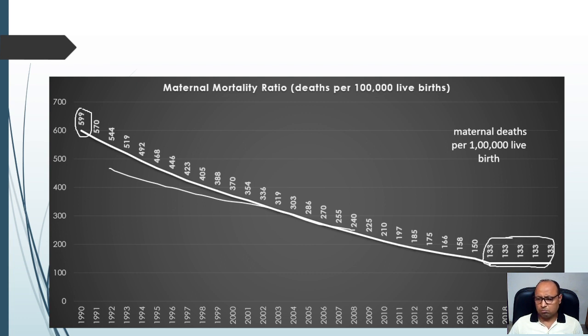So since 17 onwards, the curve is now more flat. It's not declining anymore, but it has been suggesting a declining trend. But even if you look at this number 133 in contrast to the global average, it is on the higher side. So it is a cause of concern for all of us.